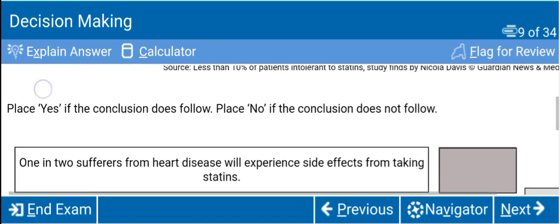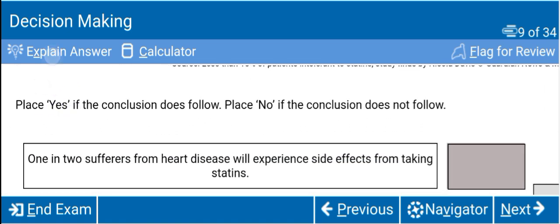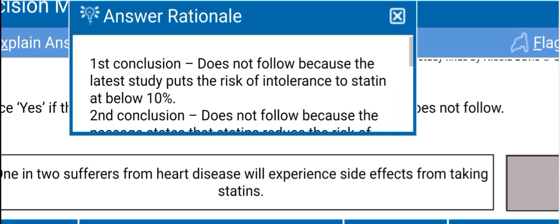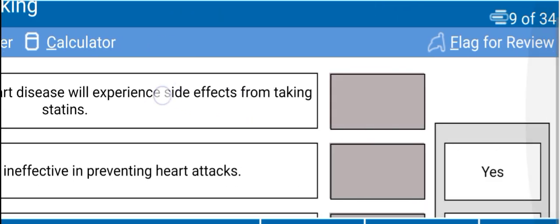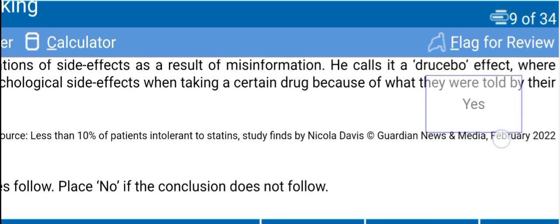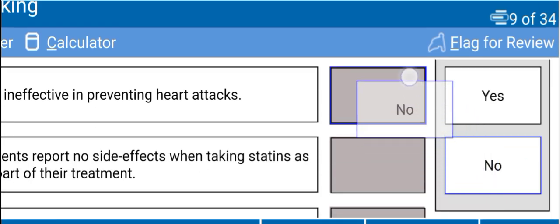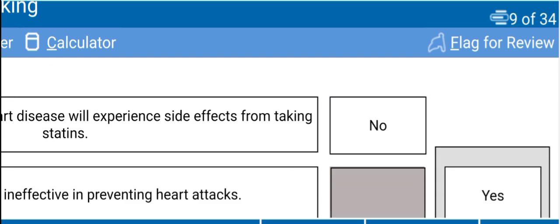So the first conclusion. It does not follow because the latest study puts the risk of intolerance to statin at below 10%. So this one does not follow. So that's why we will drag a no and drop it in front of this box.